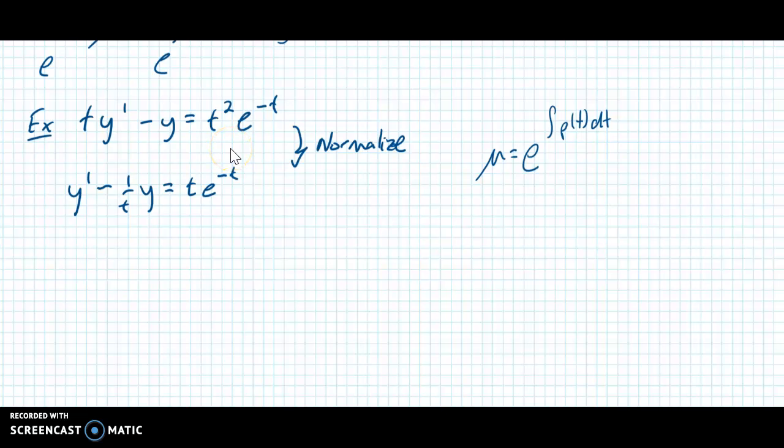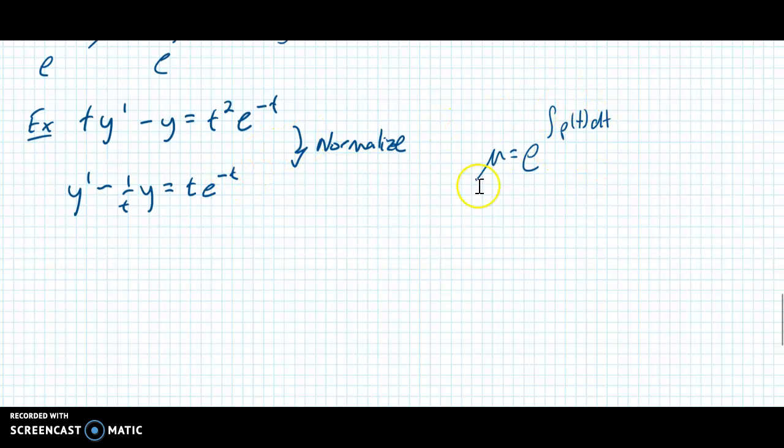Okay, here I just copied a couple things from above. I'm going to walk through this example. So I had t y prime minus y equals t squared e to the negative t. I normalized it, we did that already. That gives me y prime minus (1 over t) y equals t e to the negative t, because when I normalize, I have to divide everything by this guy right here. So the t squared goes down to a t times e to the negative t.